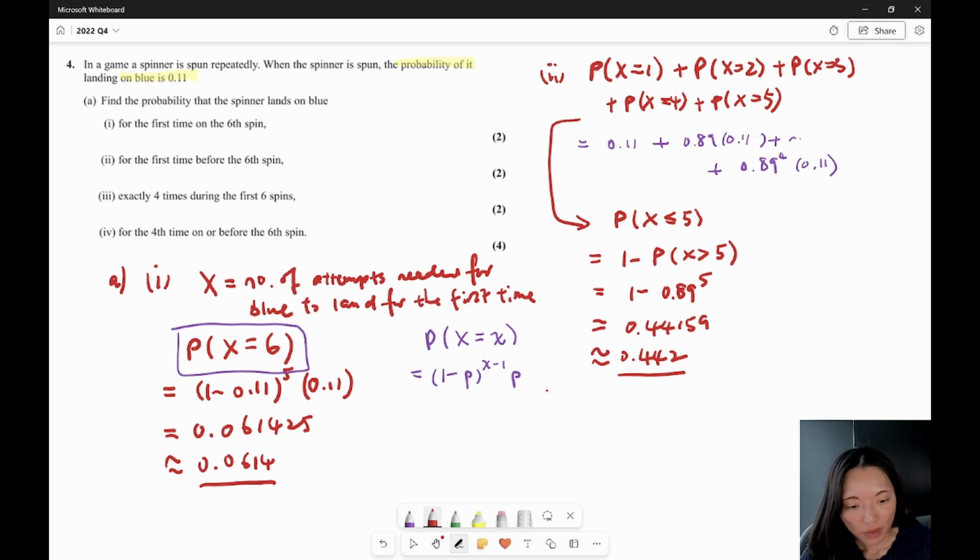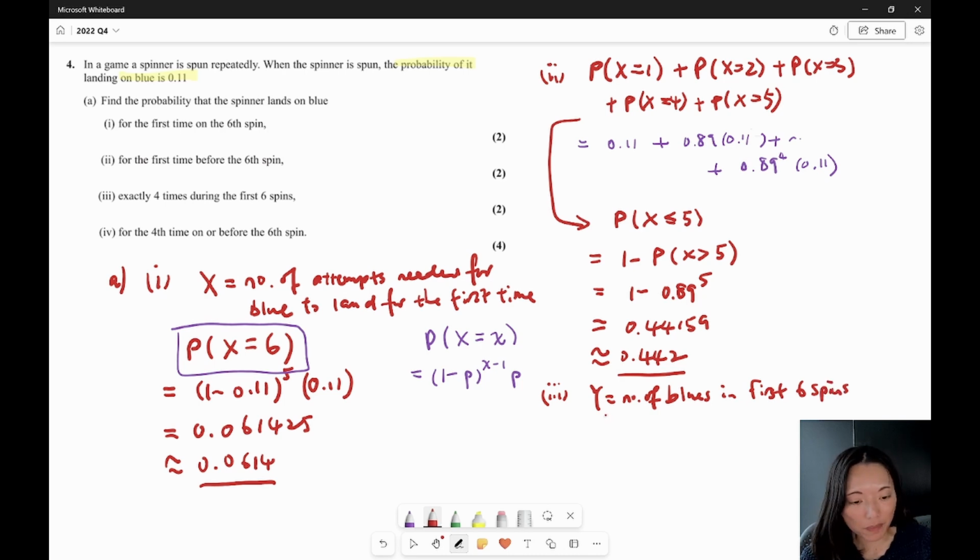Part 3 of A is a little bit simpler. It is to do with a binomial distribution. The question asked us, what's the probability that the spinner lands on blue exactly 4 times during the first 6 spins? So let's call this random variable Y. Y is the number of blues in the first 6 spins.